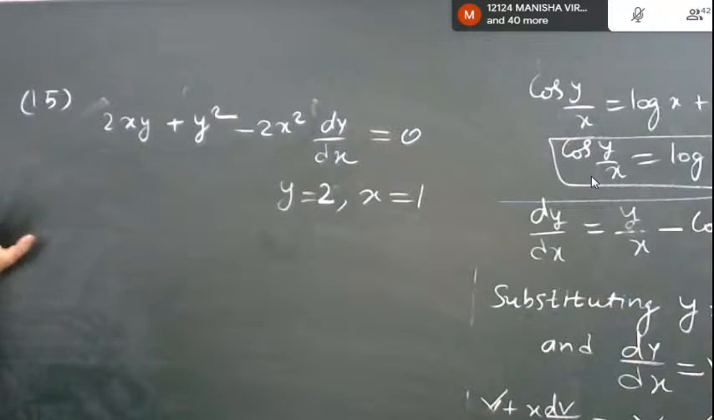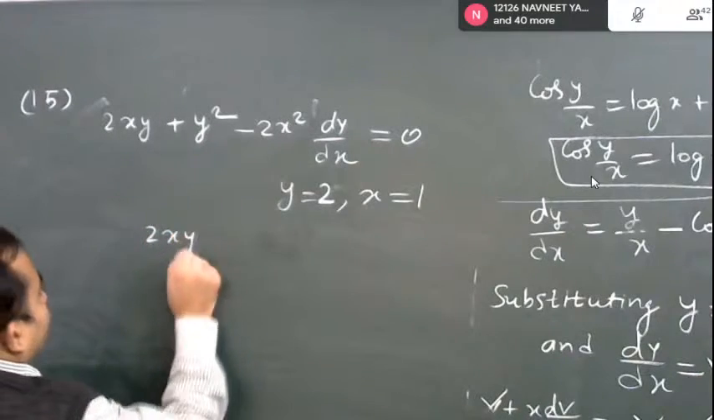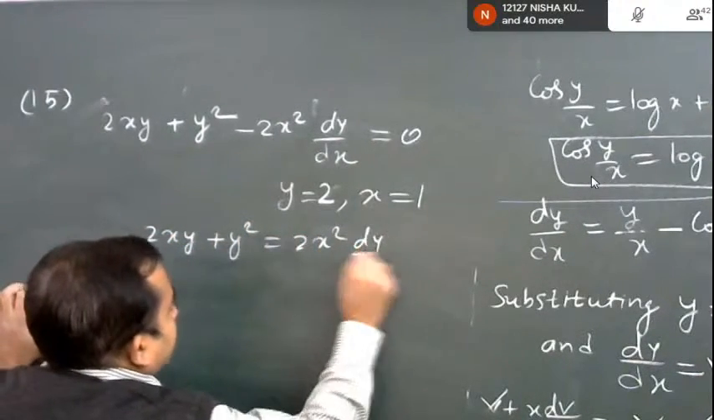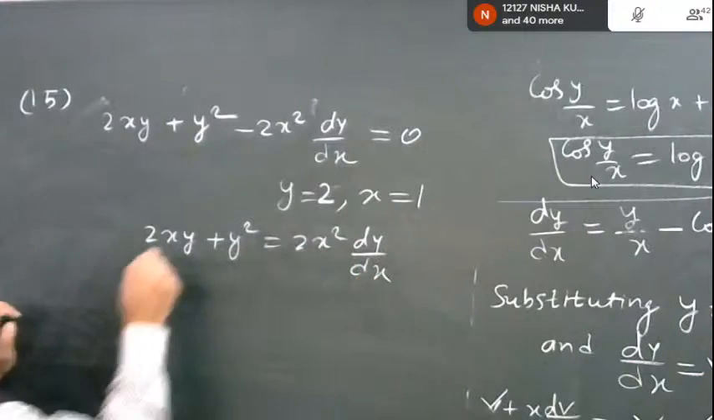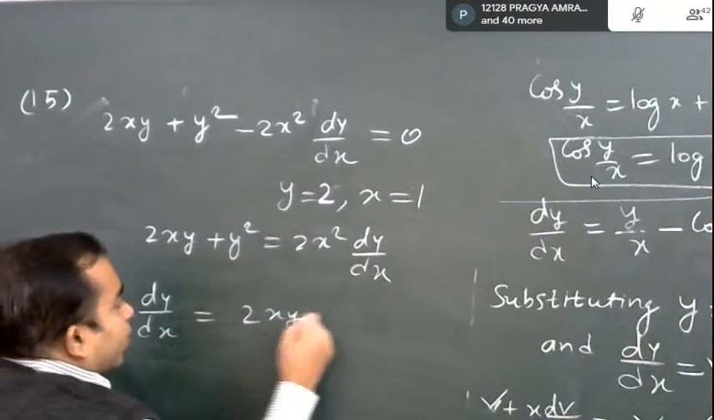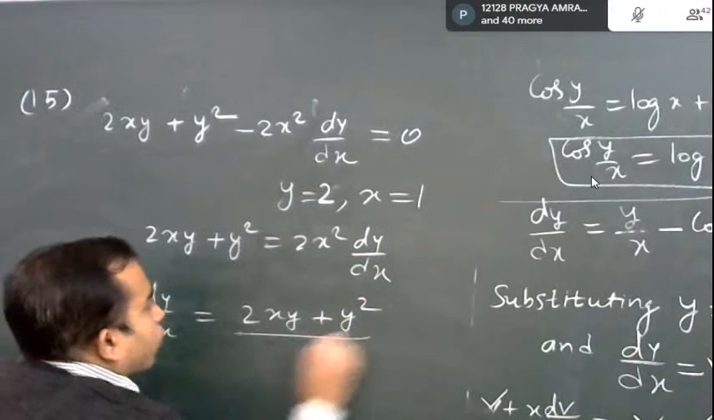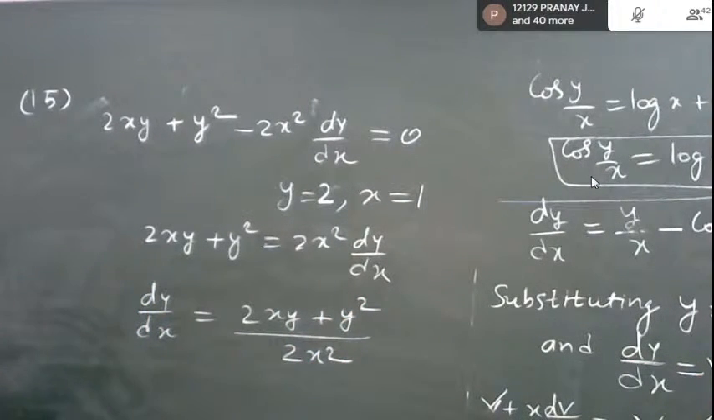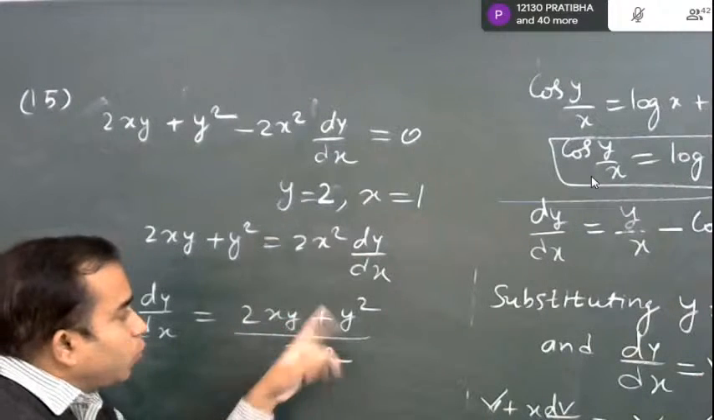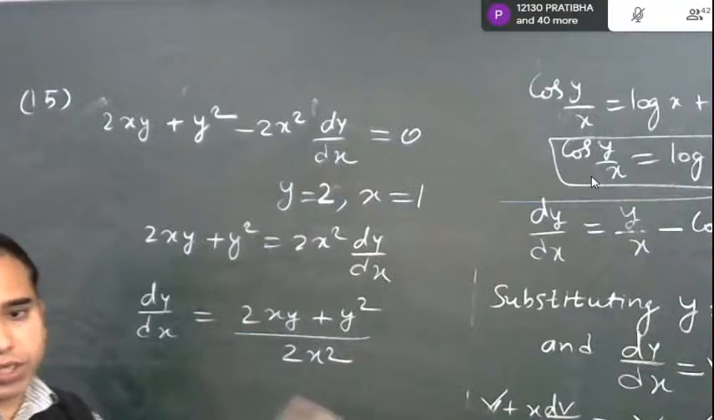First of all, get the value of dy upon dx explicitly. So 2xy plus y square equal to 2x square dy by dx. 2x square bring in this side. So dy upon dx equal to 2xy plus y square whole upon 2x square. Degree of each term in numerator is 2, 2, 2. It is homogeneous differential equation.